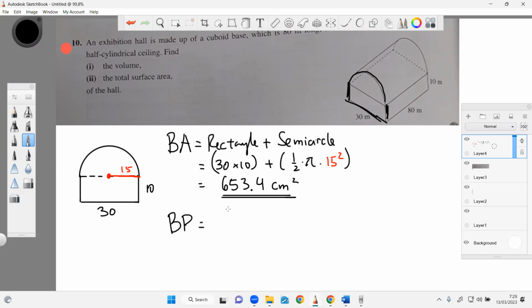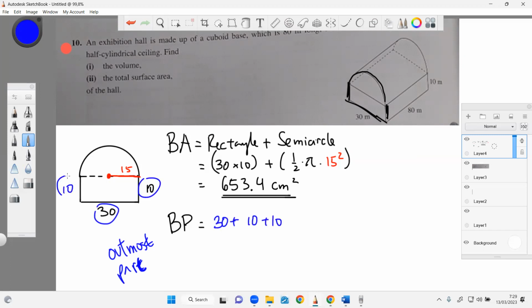After we get the base area, we are calculating the base perimeter. So we have to do it super slowly. We have to be very careful about the base area and base perimeter. Why? Because you don't have to consider this, right? The base perimeter is always on the outmost part or the edges. So we have 30. We have 2 tenths, right?